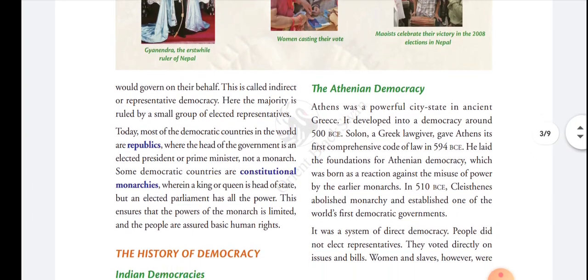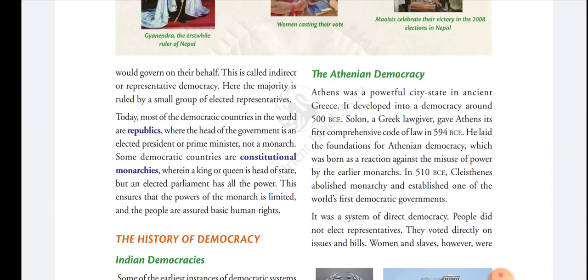Now, Athenian democracy. It also has some reasons. The Greek lawgiver gave the first comprehensive code of law in 594 BCE and he laid the foundation of Athenian democracy. Why did he found this Athenian democracy? What was the reason? The reason was the reaction against the misuse of power by the early monarchs.